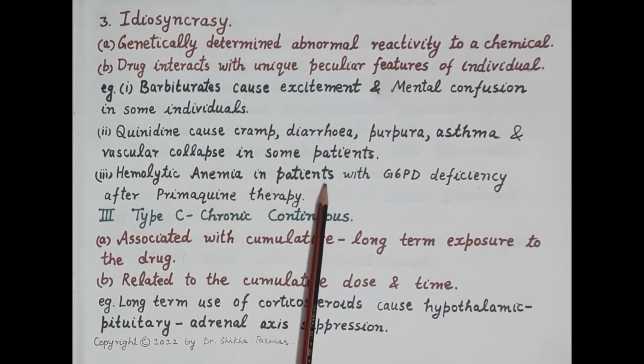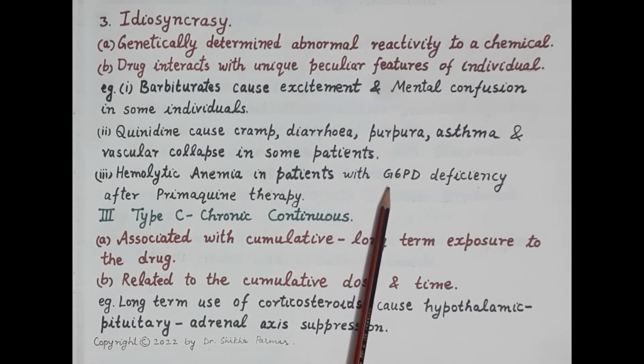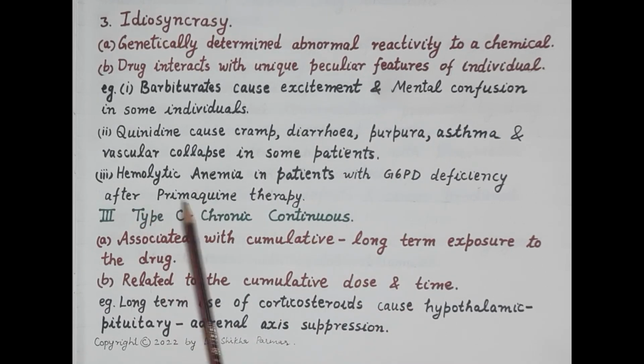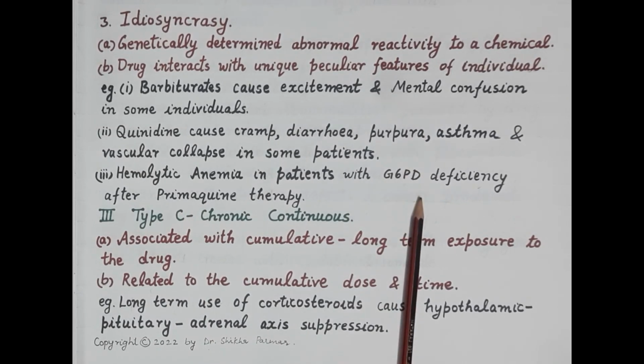Hemolytic anemia is observed in patients with glucose 6-phosphate dehydrogenase deficiency after treatment with primaquine. So these are the examples of idiosyncratic reactions.